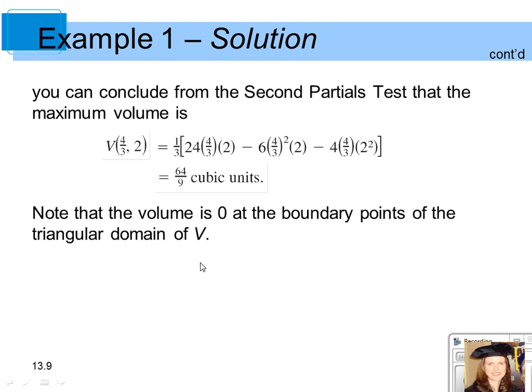Note that the volume is 0 at the boundary points of the triangular domain of V. So when we found that critical value of 0, we can exclude it from our answer because that would not yield a maximum volume. But at this critical point, we do have a maximum volume of 64 over 9.